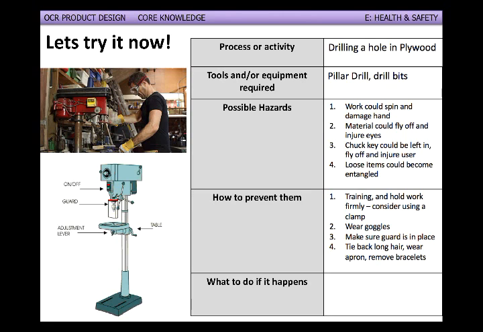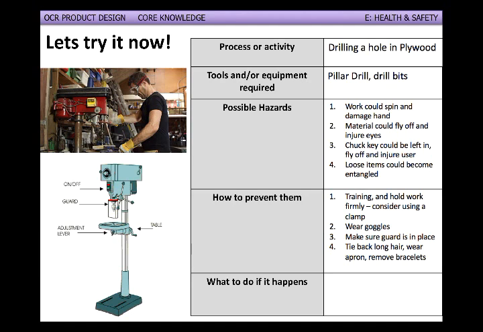Secondly, goggles. The most important part of your body is your eyes. You lose an eye, that's it, it's game over. So make sure if you're doing anything on machinery you wear a pair of goggles. Third, that's going to come down to training, but you've also got to make sure that any guards that are on the machines are in place.